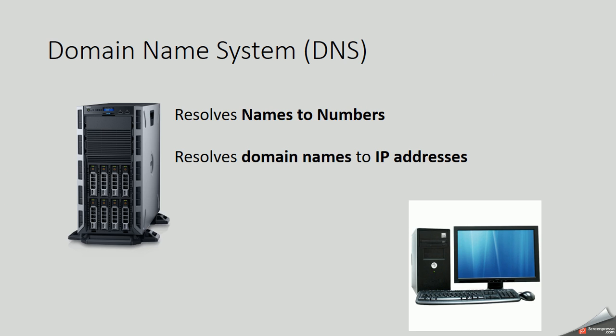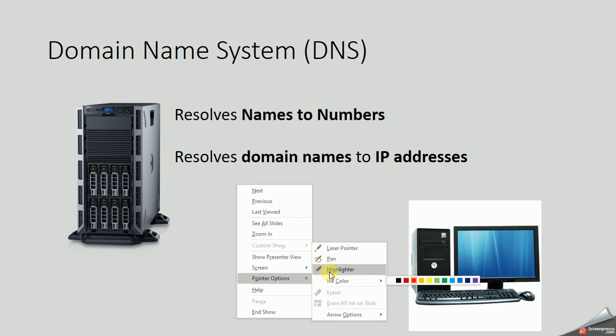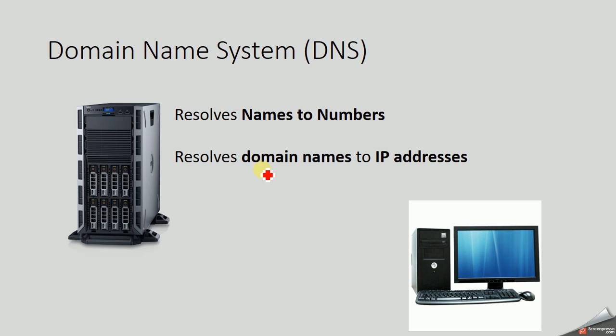So the job of a domain name system is to resolve names to numbers. Another way of saying it is, it resolves domain names to IP addresses. So if you type in yahoo.com, it'll turn it into its IP address. And that's the job of a domain name system.